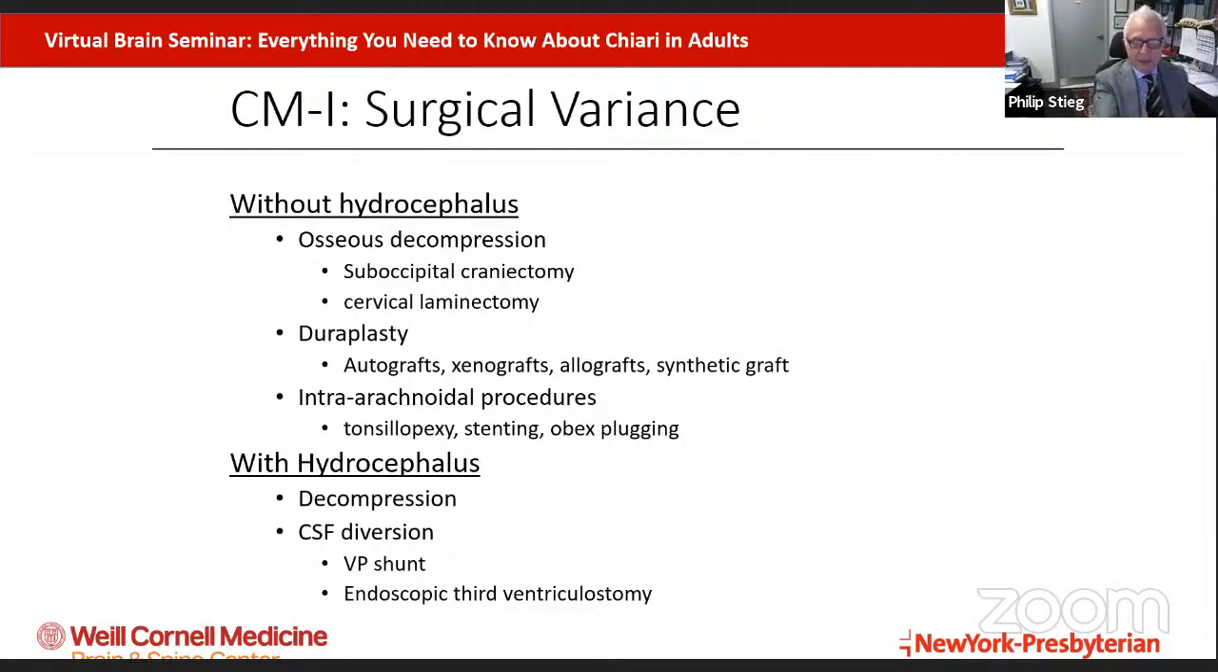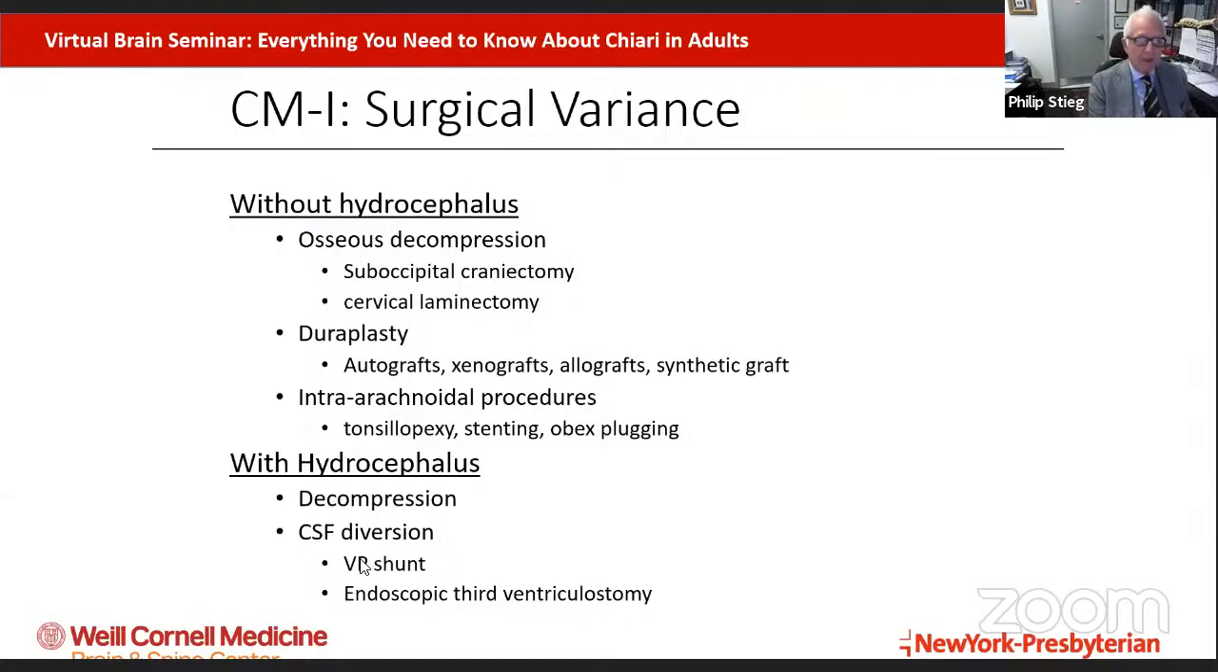Prior to that, we certainly get an MRI scan of the spine. And if there is that fluid chamber in the spine, then I urge you to consider surgical intervention. If you have hydrocephalus, water on the brain, we then still would consider doing the decompression because that allows us to avoid having to put a permanent piece of hardware in.